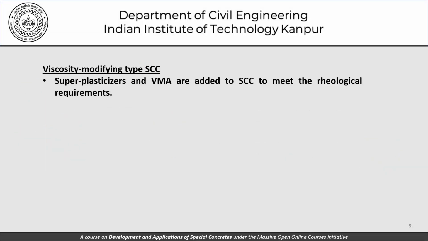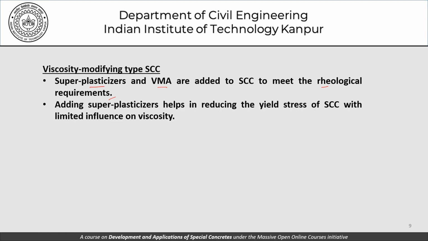Now coming to the second class of the self-compacting concretes, that is the viscosity modifying type SCC, superplasticizers and viscosity modifiers are added to the mix to meet the rheological requirements. The rheological requirements are in terms of the workability and so on, and parameters that define the rheology with which the engineers are not necessarily very conversant at times. Adding superplasticizers helps in reducing the yield stress of the self-compacting concrete with limited influence on viscosity.